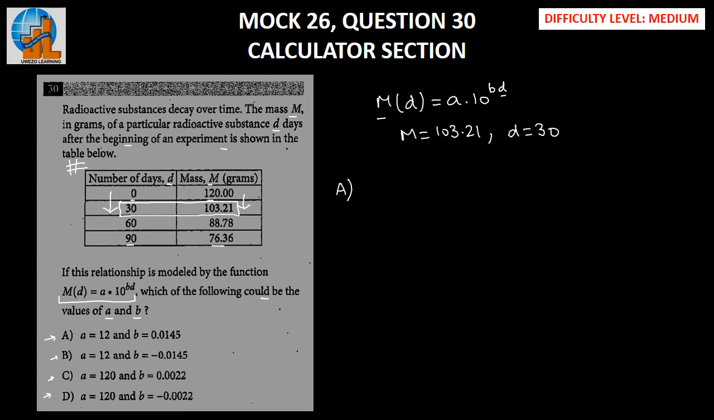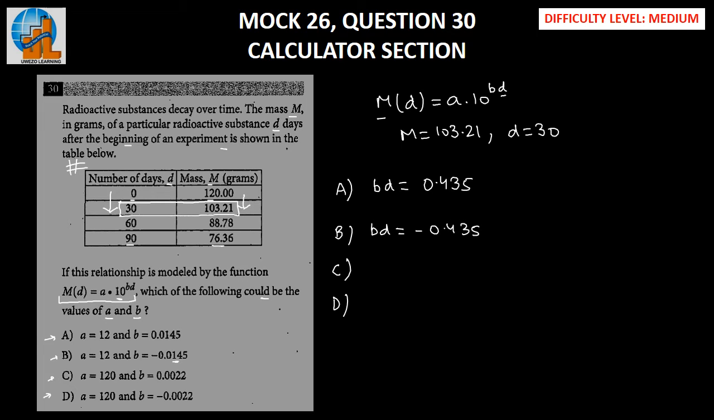So first, since we have to find 10 raised to the power bd, first let's find the bd for all the 4 options A, B, C and D, and then we'll find the mass. So bd for option A would be 30 into 0.0145, so that would be 0.435. For option B it would be minus 0.435 because the value of b is similar.